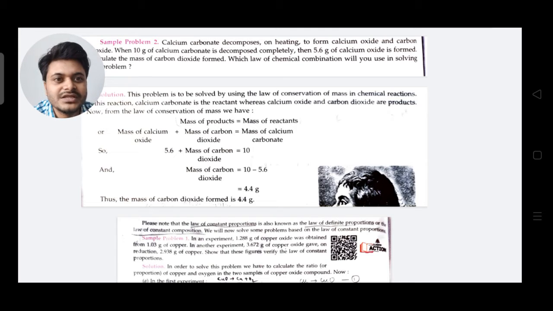Please note that the law of constant proportion is also known as the law of definite proportion or the law of constant composition. We'll now solve some problems based on the law of constant proportion.